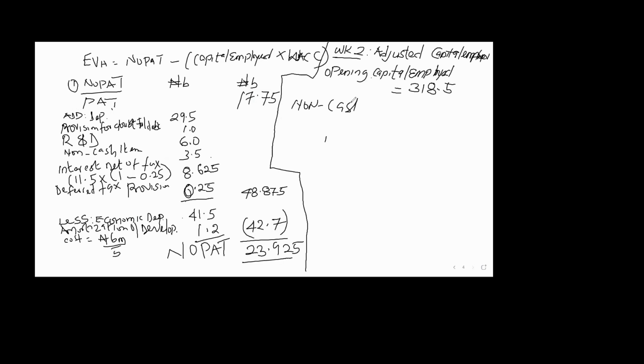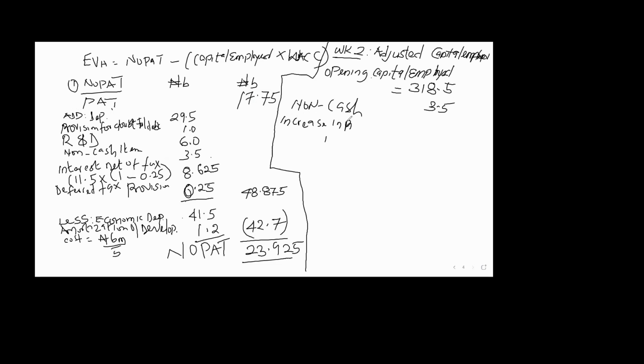Non-cash. Add it. 3.5, right? Yeah. Non-cash is 3.5. 1, 2. Yeah, 3.5. Increase in provision, 2.25.